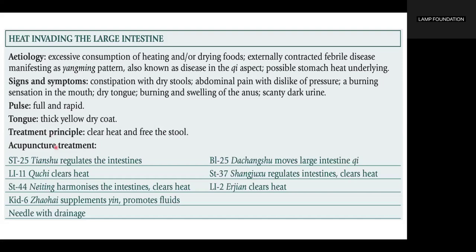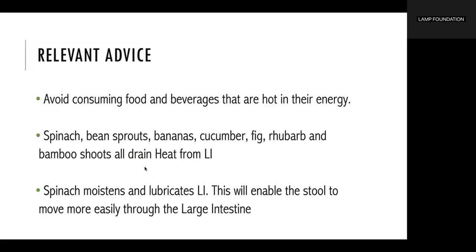Acupuncture treatment: stomach 25 to regulate the intestines, Li 11 to clear heat, stomach 44 to harmonize the intestines and clear the heat, kidney 6 to supplement yin, promote fluids, bladder 25 to move large intestine qi, stomach 37 to regulate intestines, clear heat, and Li 2 to clear the heat. We needle using the drainage method.